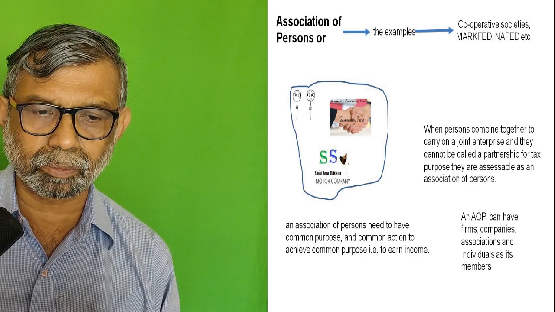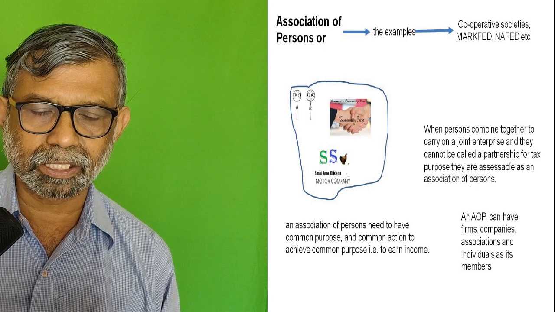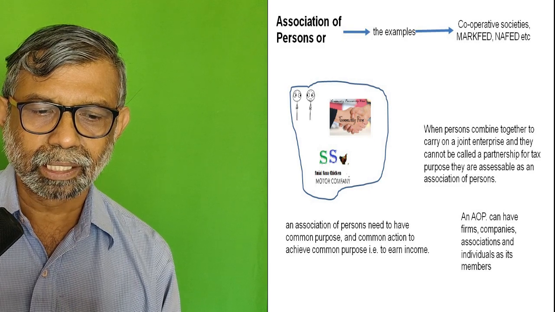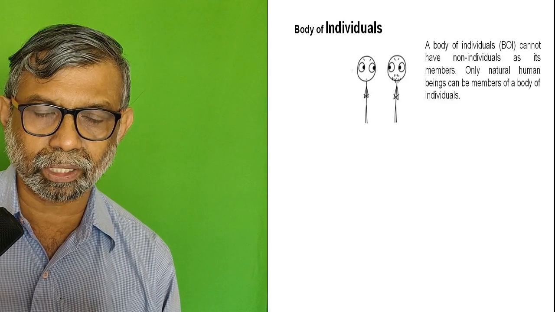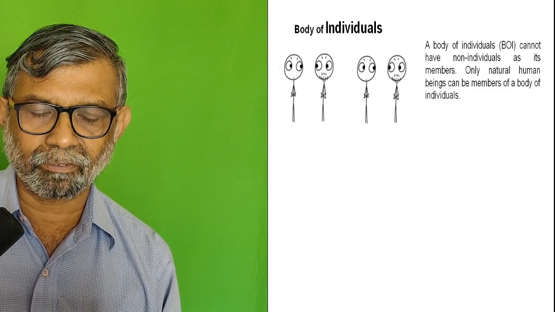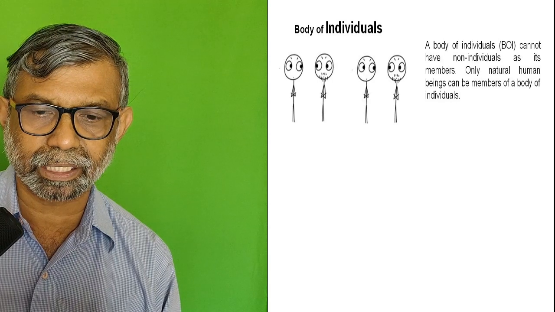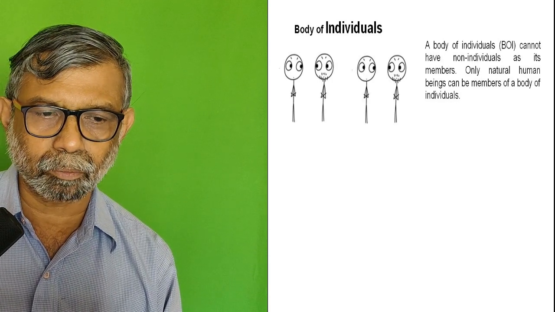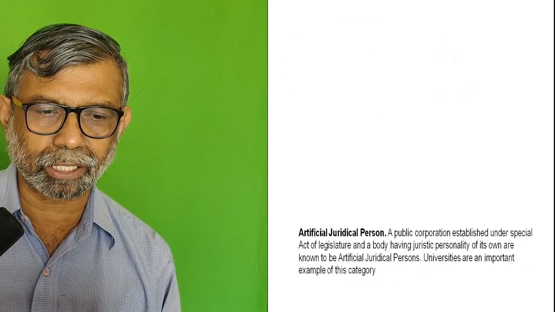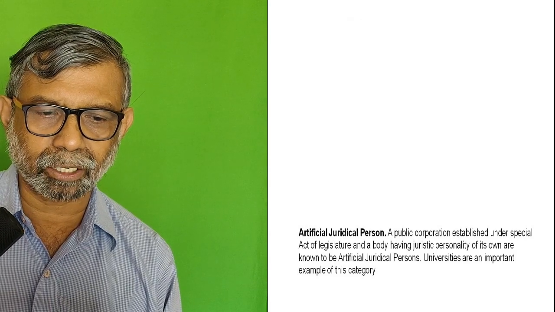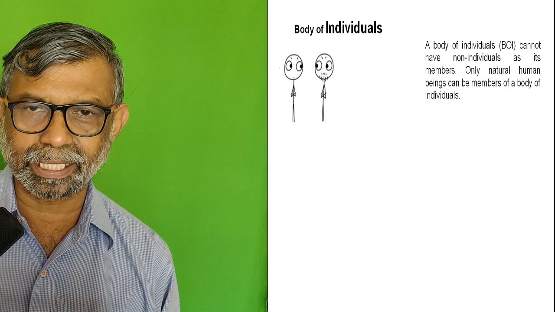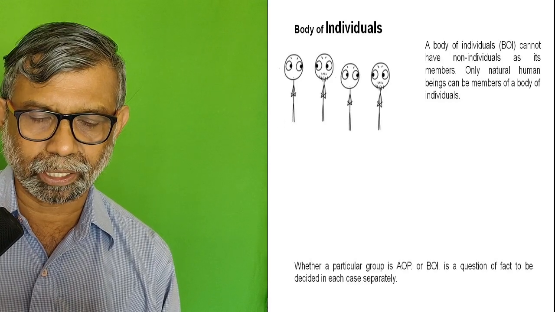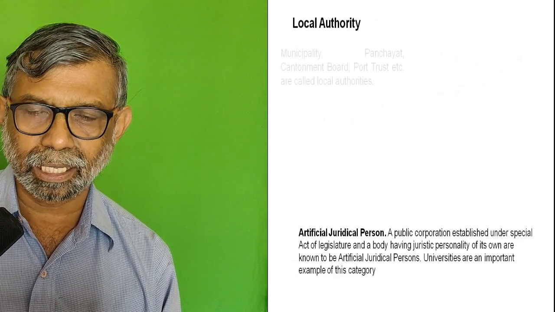Income tax considers an association of persons as a separate person. Body of individuals means there are no other persons, only individuals come together and are involved in business together. Usually husband and wife may be involved in business together. So they are considered as one unit, a body of individuals. Then local authority. Municipality, panchayat, cantonment boards, port trust are called local authorities. Income tax also considers them as a person.